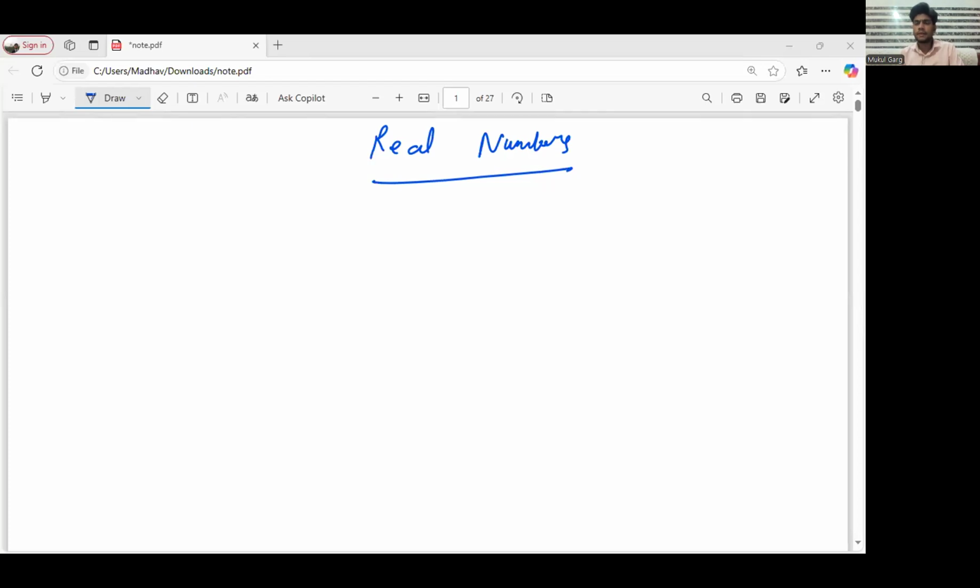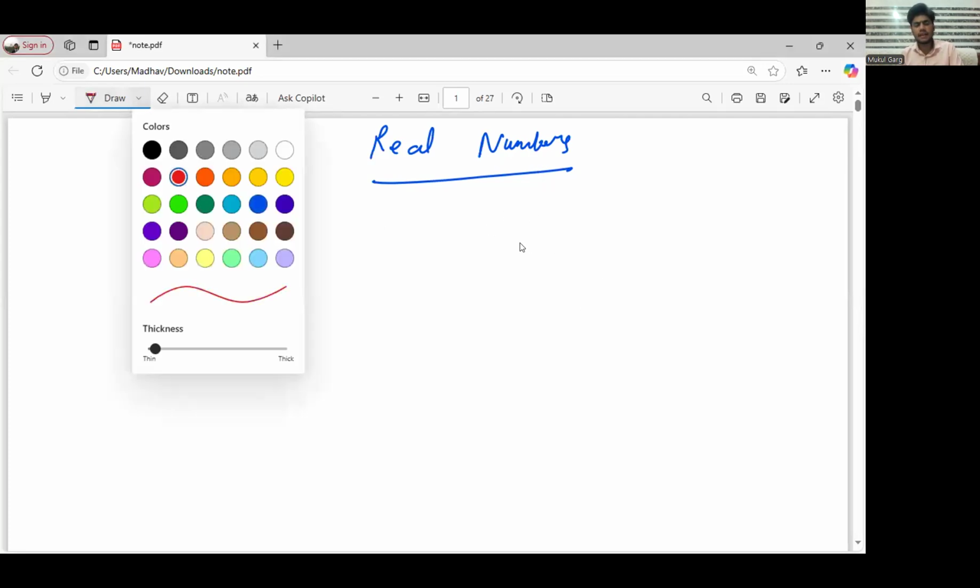So today we are going to continue our topic. In the last session, we discussed HCF and LCM and how to find these. And we also learned the relation between HCF and LCM of two numbers. The relation was, if there are two numbers A and B, then the product of their LCM and HCF will be equal to the product of the numbers.